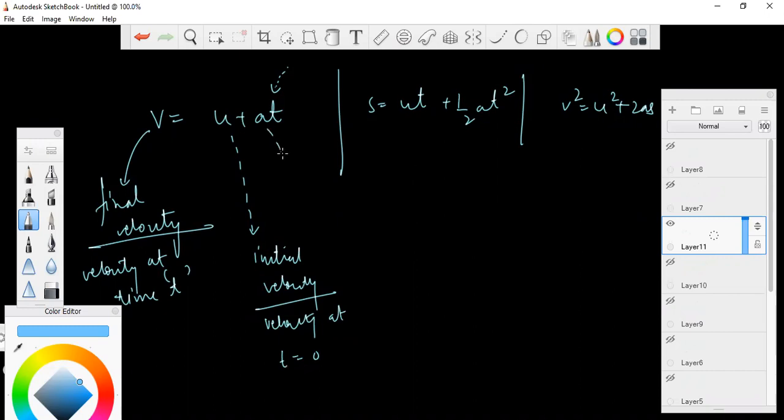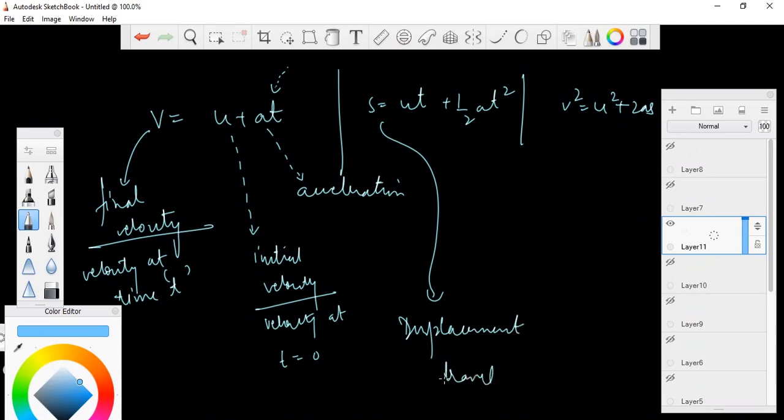Okay. What is the acceleration? Oh, a is the acceleration. a is the acceleration over here. Then what is s? Displacement. Displacement traveled, right? Yes. u again, the things are repeated after this. Is the same thing, right?